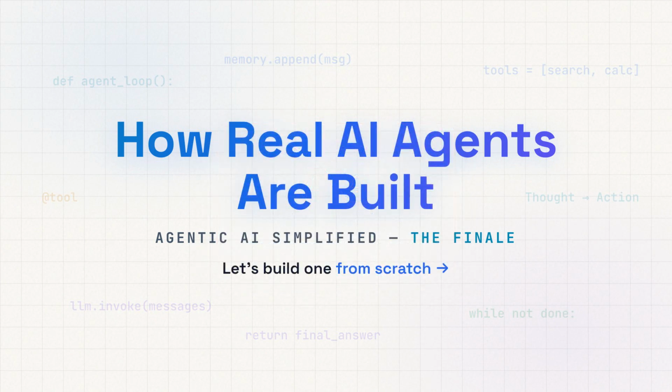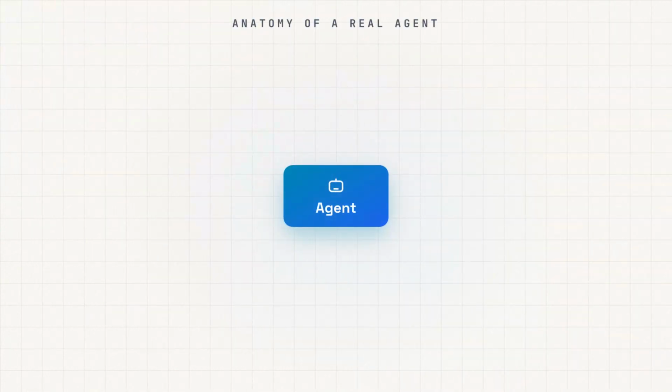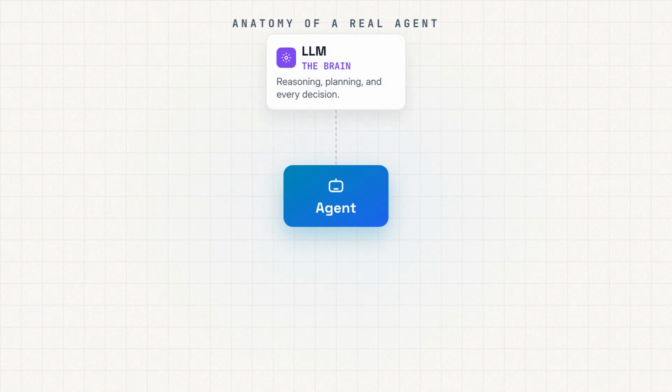All right, let's build an AI agent from scratch. Before we write a single line of code, let's get on the same page about what we're actually building. An agent has four core parts.